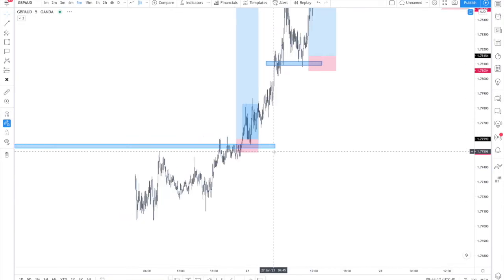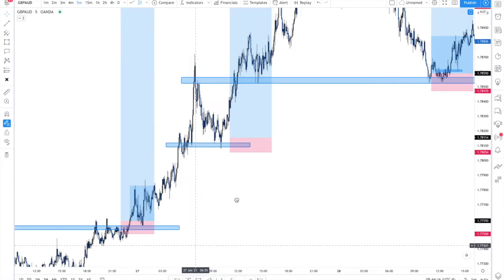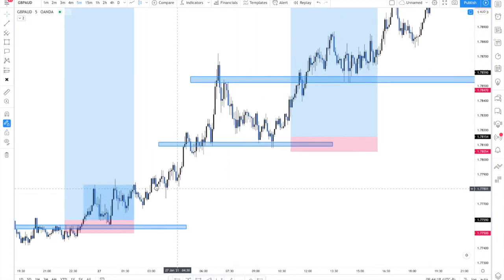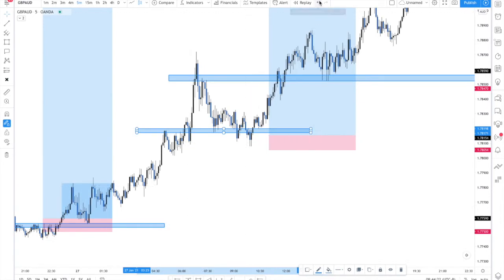So look at this. So what we can see, got that entry there, 9 pip stop, and then look what happened up here. It came up here. We have this former structure right here. It doesn't always have to be picture perfect like that. Doesn't always have to be like that.